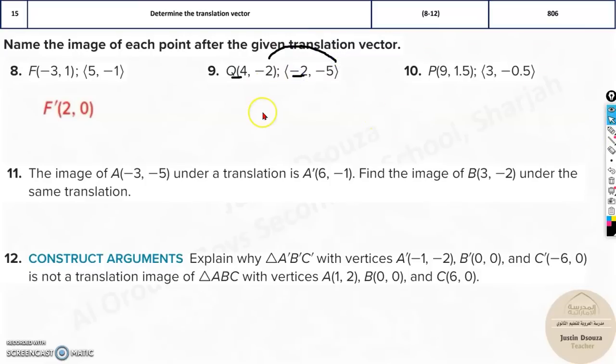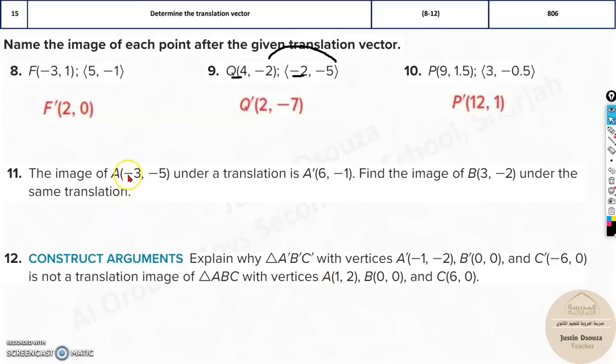So 4 minus 2 is 2, and minus 2 minus 5, because when you add this it is going to be subtraction, minus 7. 2 minus 7. Same way over here, you can do it by yourself. All these are very simple. Let's just go through this.